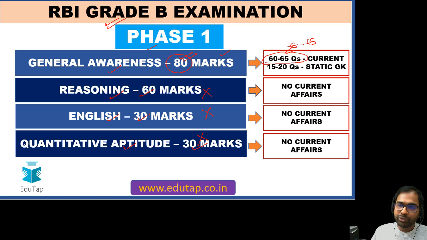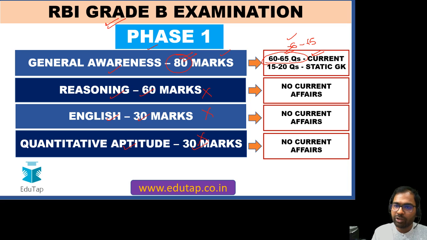So around 60 to 65 questions, or you can say 60 to 65 marks of these questions, are based on current information, that is current affairs. How many months of current affairs? The most important will be the 3 months preceding the date of examination, right? But we advise you to cover at least 6 months preceding the date of examination.